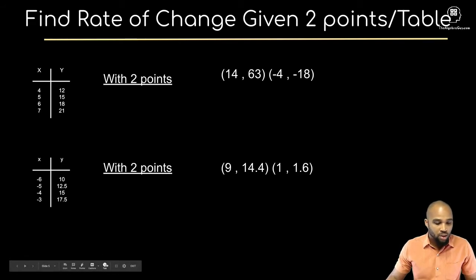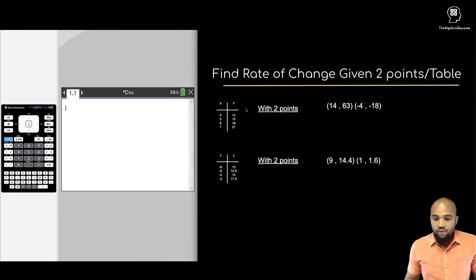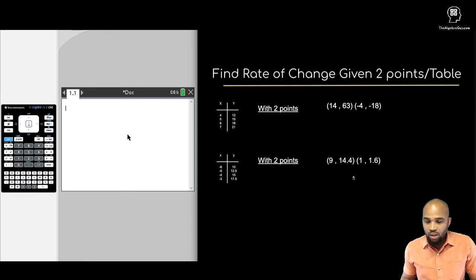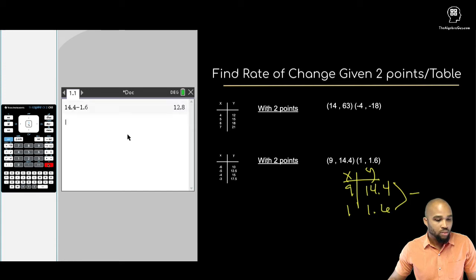So I'm going to take my calculator out, and we're just going to punch that in there as follows. So let me rewrite this to set this up. Our table was 9, 14.4, and 1 and 1.6. So this is our x, this is our y. I want to know what's going on here. So when I subtract, obviously it's going down, but how much? So I'm going to do 14.4 minus 1.6. So 12.8. It's going down 12.8.